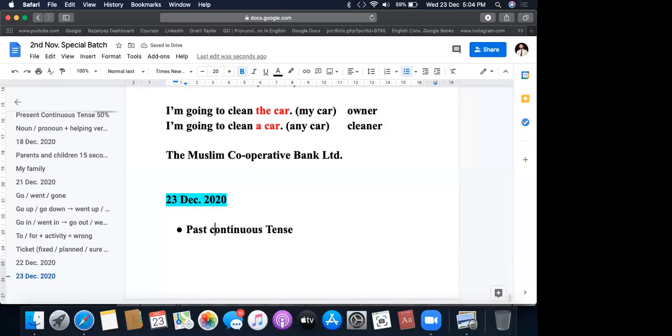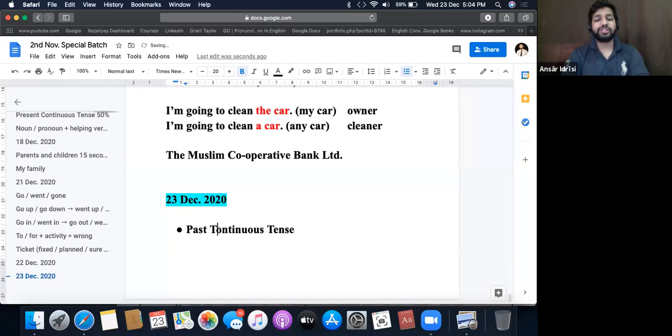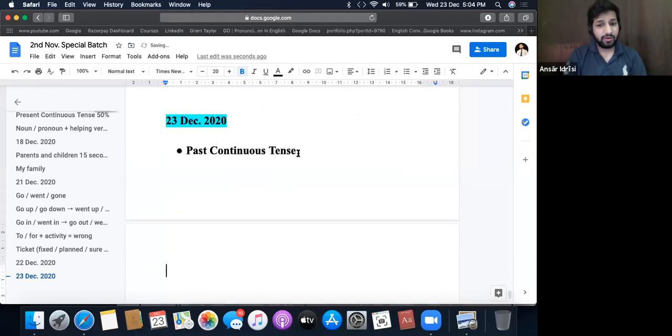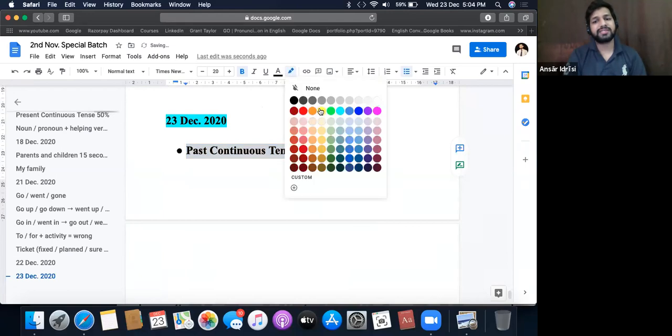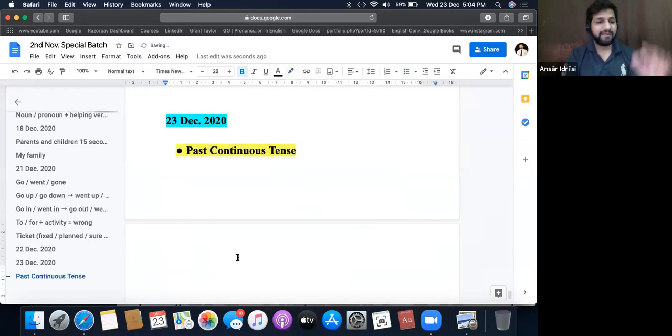Today we are going to see a new tense, and that's what? Past continuous tense. When do we use past continuous tense? When an action was in progress in the past, we use past continuous tense. Remember this one.